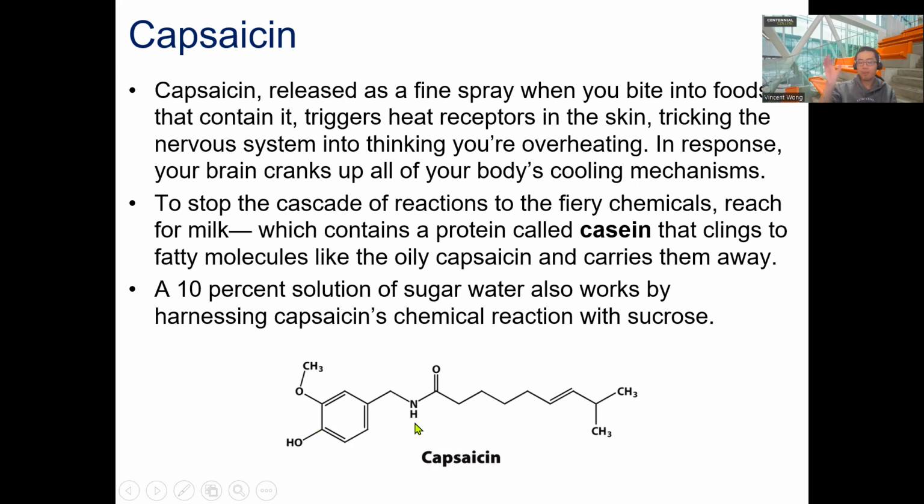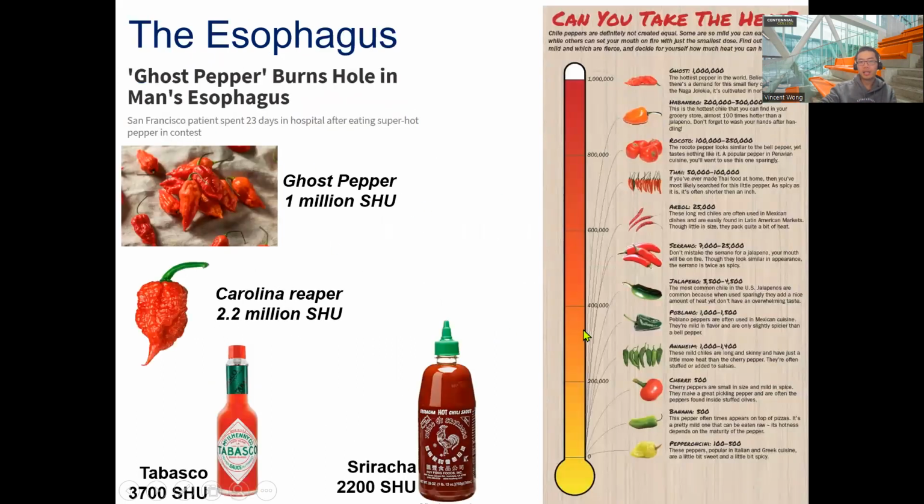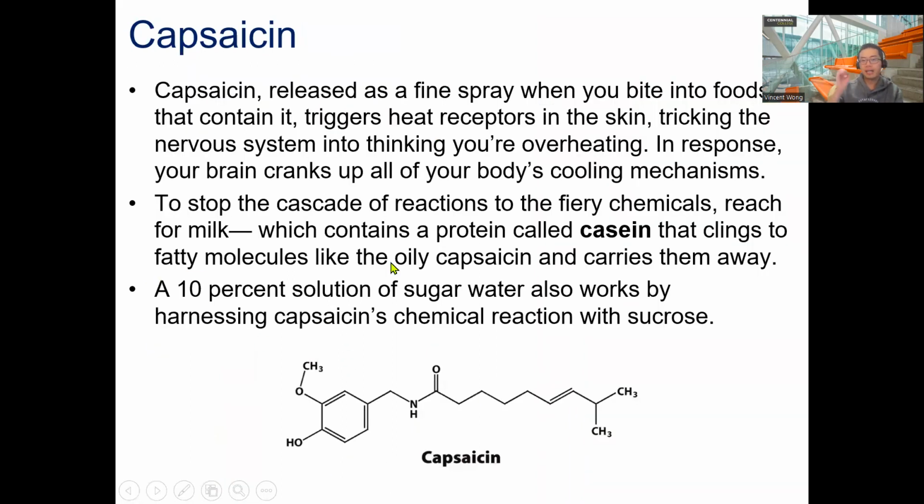So when you bite into a pepper, the more capsaicin it has, the higher it is on the Scoville chart. That's a lot more capsaicin than something like sriracha, and it's released as a fine spray into your mouth, and it actually triggers the heat receptors, the thermal receptors in the skin. That's why you don't physically have to eat the pepper. You can just rub pepper on yourself, and you will start having a reaction.